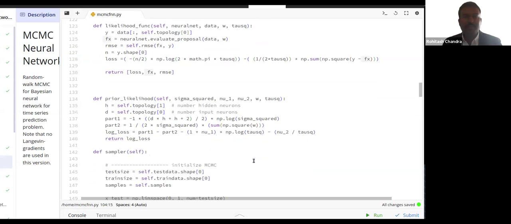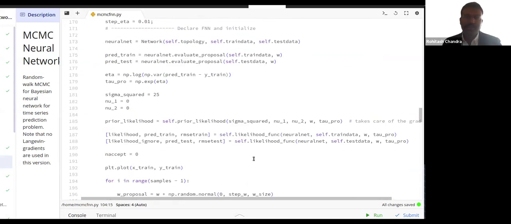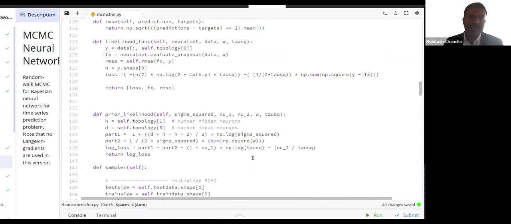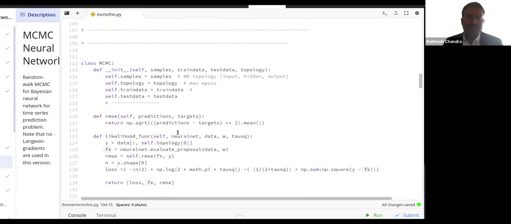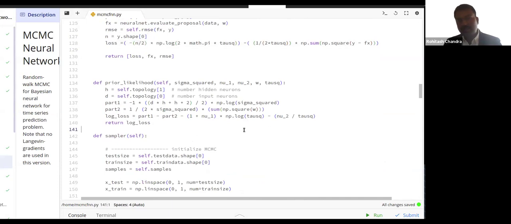Where do you return the predictions? You return the predictions to the calling function. And where is the calling function? It is in the likelihood function of the MCMC class. So it is neural network dot evaluate proposal. You get all the predictions. You calculate your likelihood loss, and you get your prior.